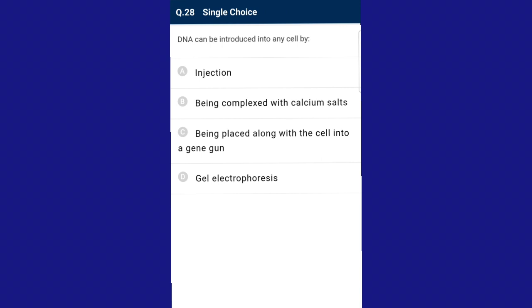Question number 28. DNA can be introduced into any cell by being complexed with calcium salts. So the answer is option B. The bacterial wall is made permeable and hence competent by treatment with calcium chloride using the heat shock method.